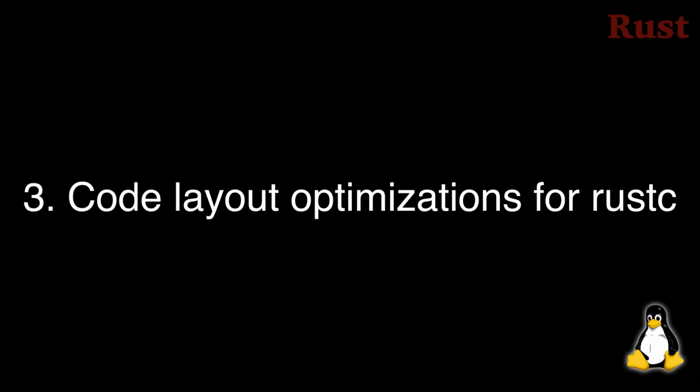Number 3. On Linux, on 64-bit x86 platforms, the Rust compiler itself is now about 3.5% faster due to some optimizations applied to building the compiler itself. Hopefully, these optimizations will expand to a broader set of platforms in the future.